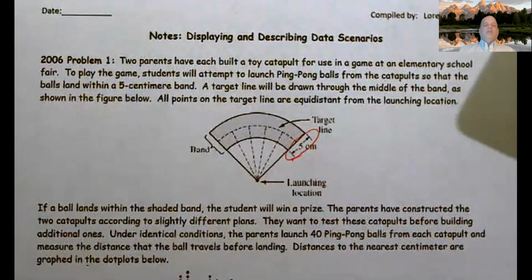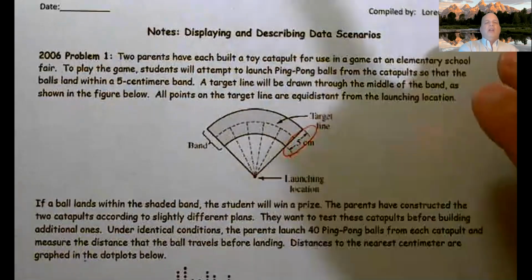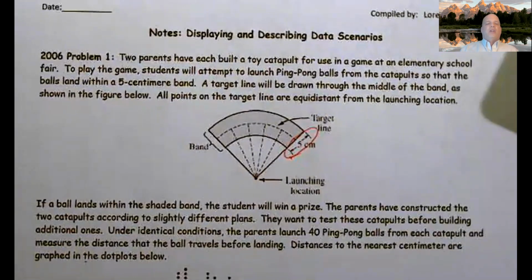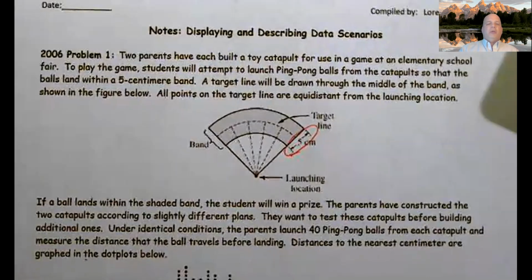All right. So continuing along. If a ball lands within the shaded band, the student will win a prize. The parents have constructed the two catapults according to slightly different plans. They want to test these catapults before building additional ones. Under identical conditions, the parents launched 40 ping pong balls from each catapult, because they had a lot of time, and measured the distance that the ball travels before landing. Distances to the nearest centimeter are graphed in the dot plots below.